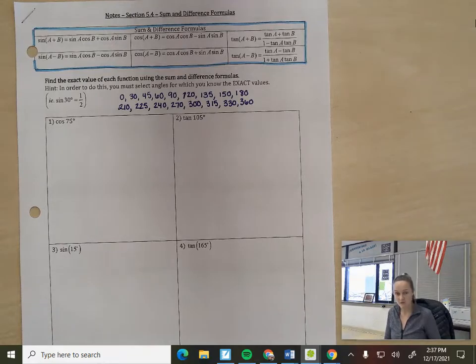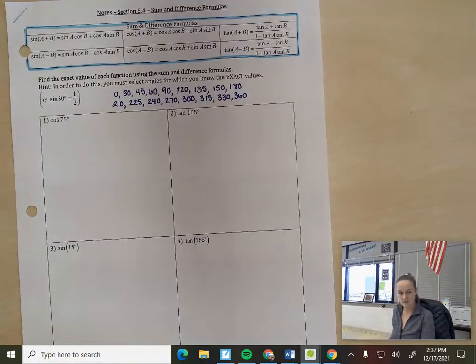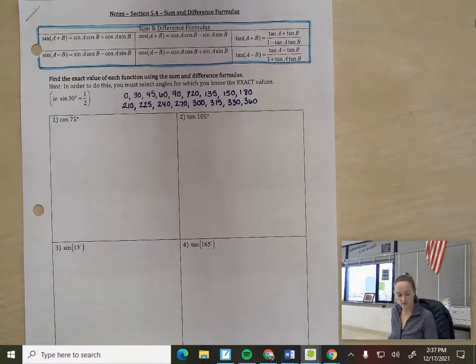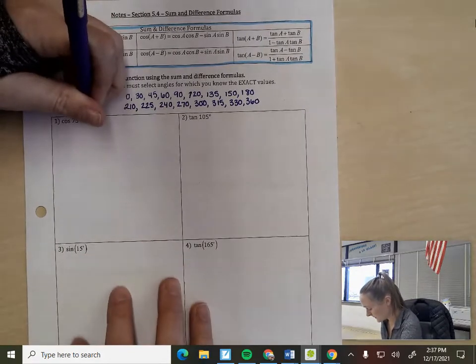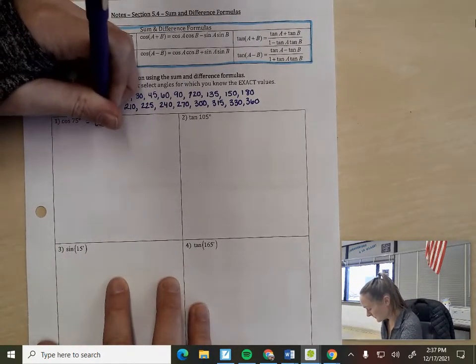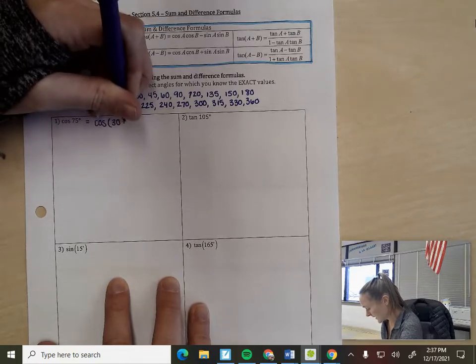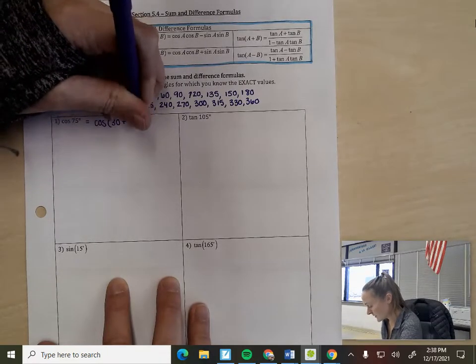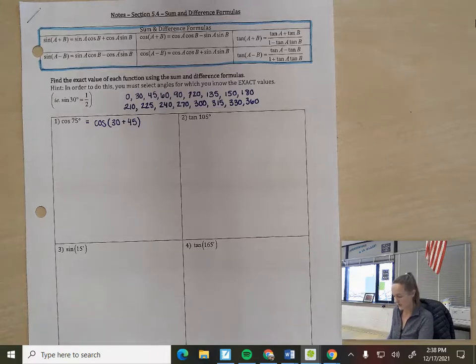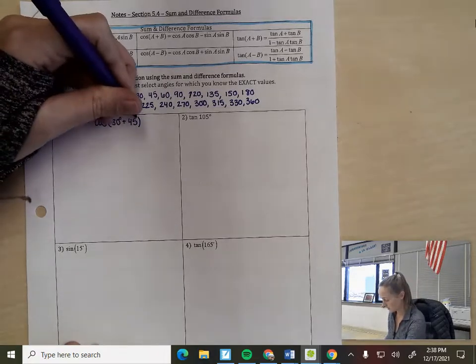So 75 degrees, if we can piece it together from any of these, then that means we can use one of the formulas. So 75 is 30 plus 45. So I'm going to rewrite cosine of 75 as cosine of 30 plus 45. 30 plus 45 is 75, so I'm not changing anything there. I should put in my degree signs though.